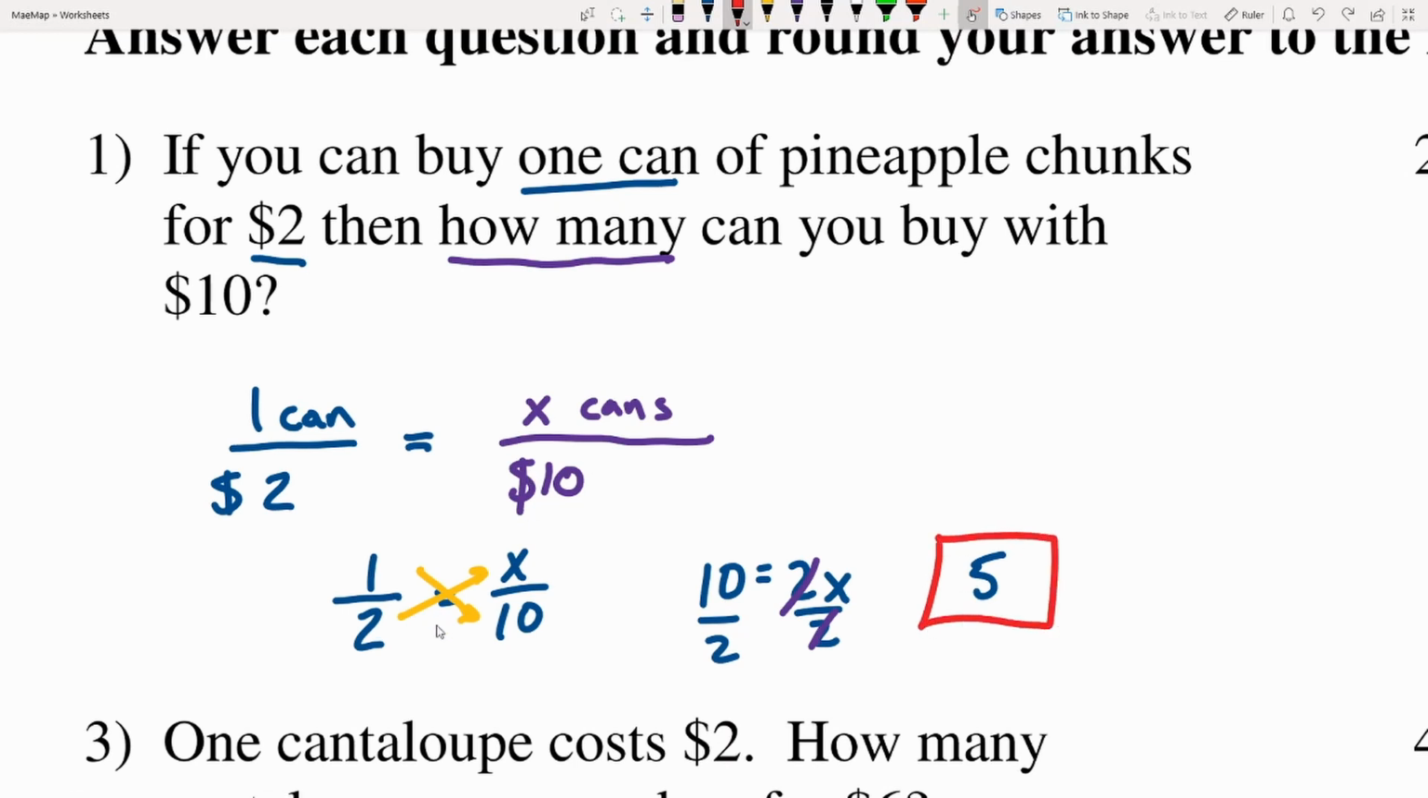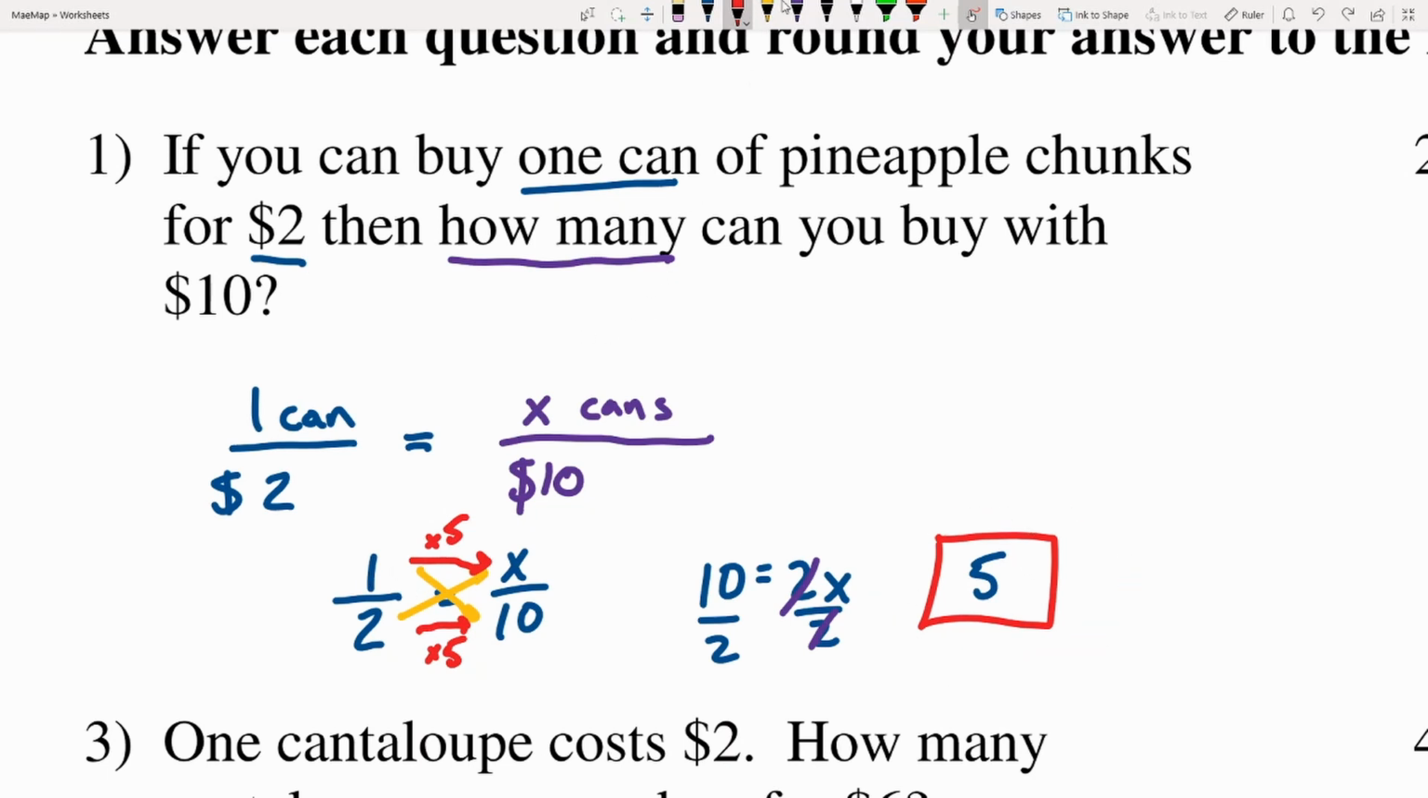And here's another way to think about it. In order to go from 2 to 10, we had to multiply by 5. So we're going to do that same thing to the numerator to solve for x. We'll take 1 and multiply that by 5. 1 times 5 gives us 5.